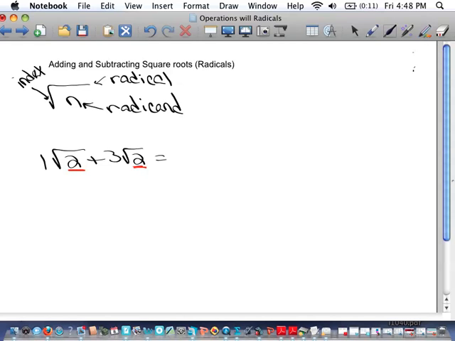If it helps, you may write a 1 in front so that you can see that you have 1 times root 2 plus 3 times root 2, which gives you 4 square root of 2. This would be similar to thinking about having x plus 3x. That would give you 4x.